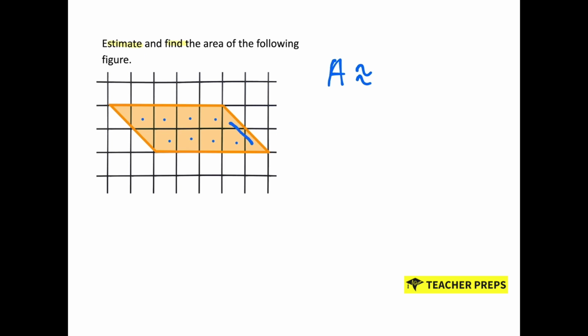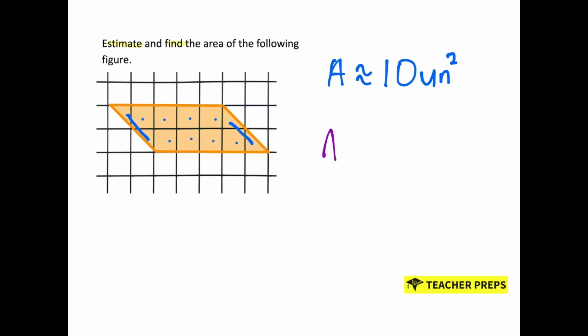This piece and this piece each look like half. So we can say that's about 1, making 9. And this piece and this piece look like they're about half, making another 1, so about 10. Using estimation, we can estimate that our area is about 10 units squared.